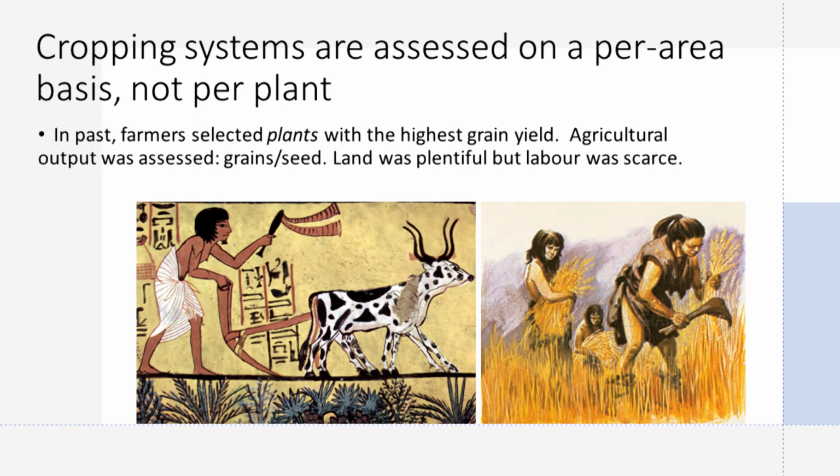Now, prehistoric farmers, it was a different story, right? Land was not scarce in pre-modern times, and farmers wanted to maximize how many seeds they could get from every plant they harvested. And so their unit of measurement was grains harvested per seed planted, because everything was done by hand.